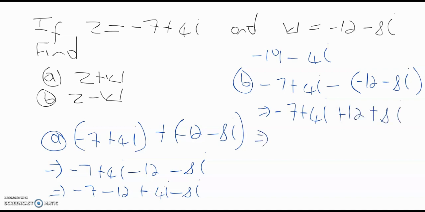We'll do the grouping as well. The real part would be negative 7 plus 12. And then we have plus 4i plus 8i. Now this becomes 5 plus, 4i plus 8i is going to give me 12i. So my real part is 5 and my imaginary part is 12.